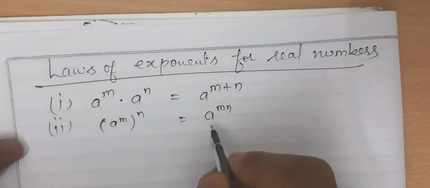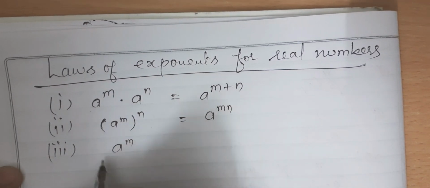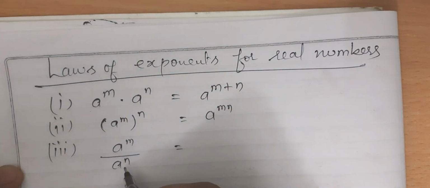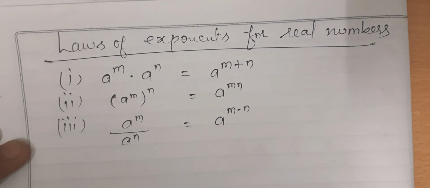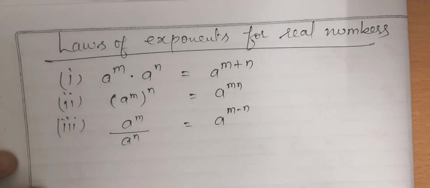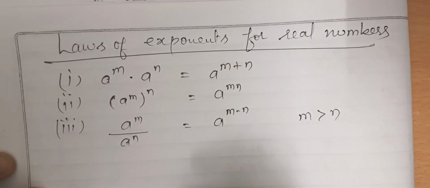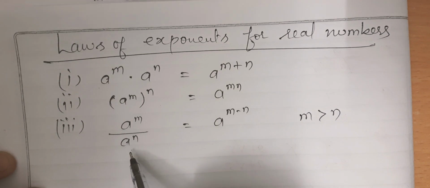We'll multiply the powers. Third, a raised to the power m divided by a raised to the power n. Same base and division sign, so we'll subtract the powers. So we'll get a raised to the power m minus n. And here there is one condition, m is greater than n. Means the power of this term is greater than the power of this one.